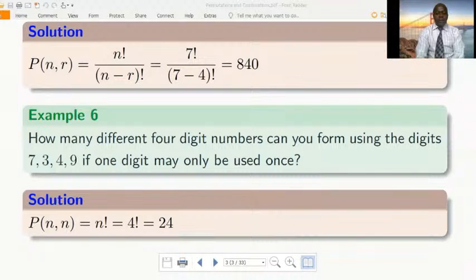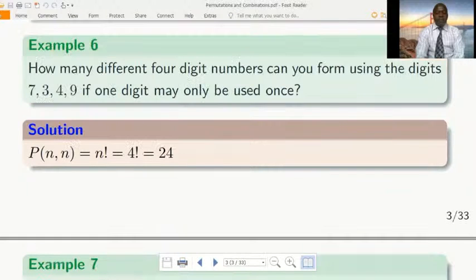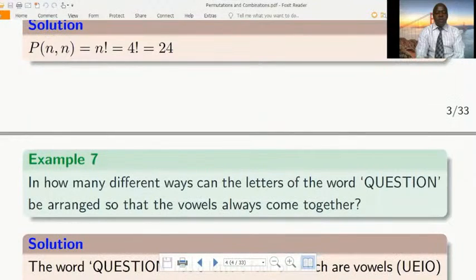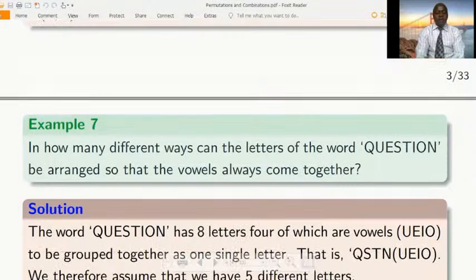So as I said, I will go through as many examples as possible so that you understand the notion of permutations and combinations. If you have any question, you can still ask on the link, and I'll respond to it.